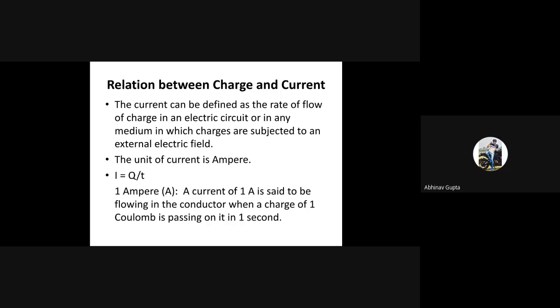Now, what does ampere mean? How can we define ampere? A current of 1 ampere is said to be flowing in the conductor when a charge of 1 coulomb is passing any given point on it in 1 second. So, in 1 second, if 1 coulomb passes, then we can say that is 1 ampere. It's charge divided by time. So here is our relation between charge and current.